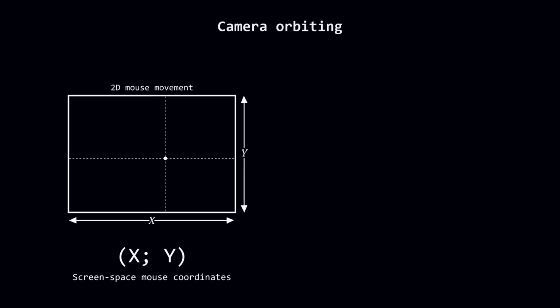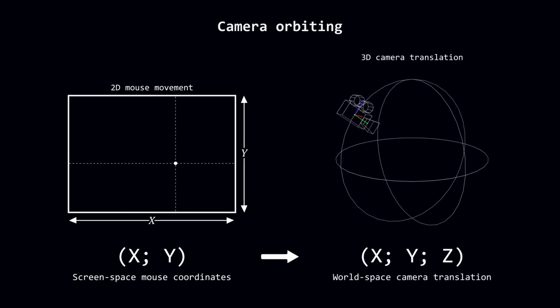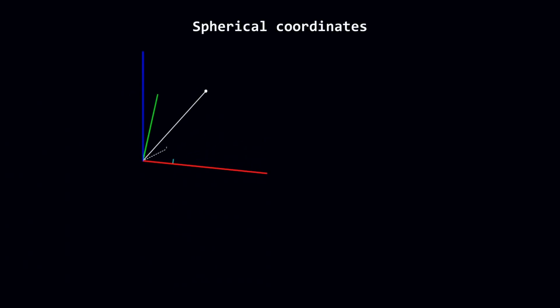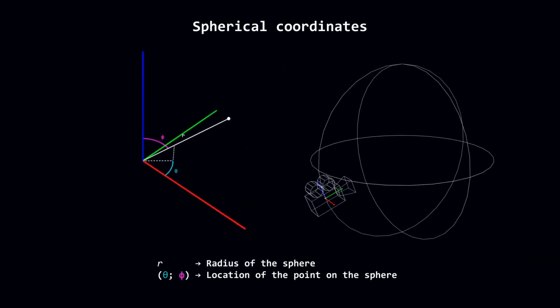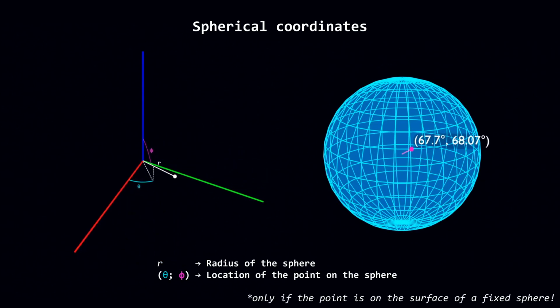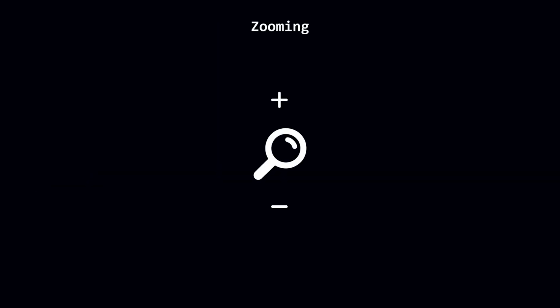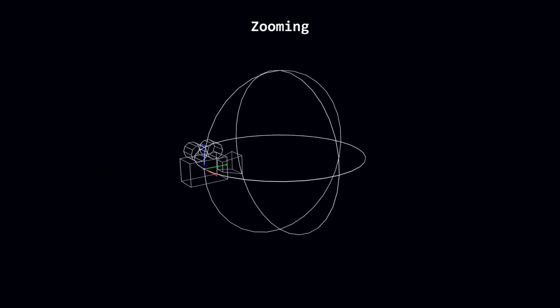To achieve this, we need a way to convert the two-dimensional mouse coordinates into a three-dimensional translation that we can apply to the camera. My first idea was to use spherical coordinates to move the camera on a sphere around the focused object, as spherical coordinates can describe a position in 3D space with only two numbers, and it would be easy to implement mouse wheel zooming by simply changing the radius of this invisible sphere.